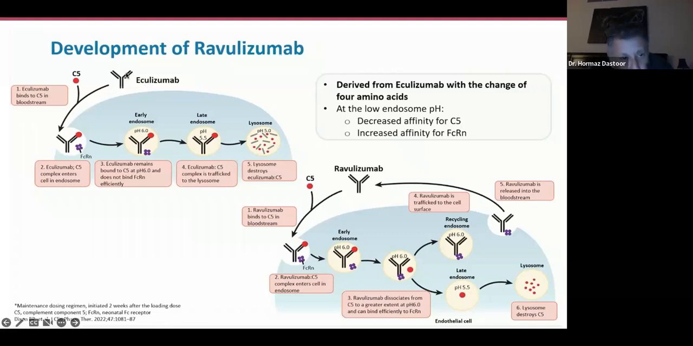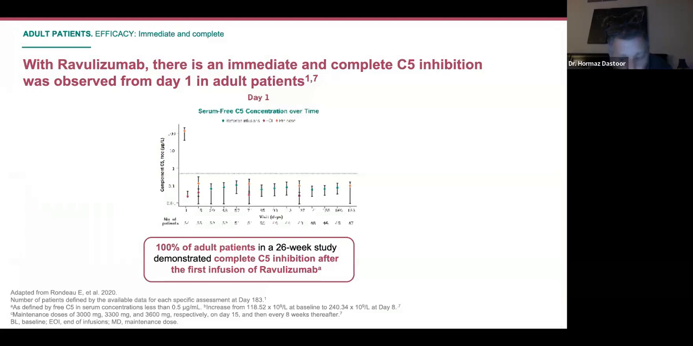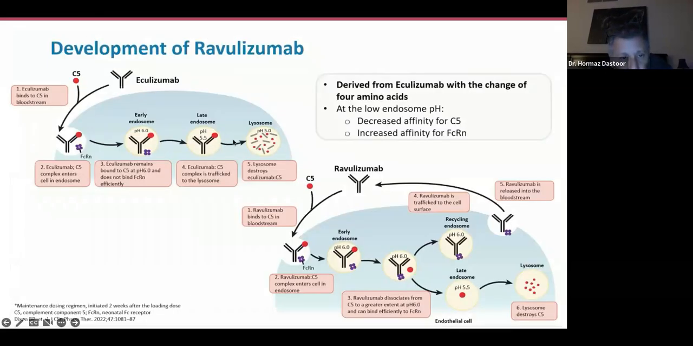So here you can see that when you inject eculizumab into a patient, it binds to circulating complement factor 5, which is one of the end pathways of the complement activation. It is taken up into the cells and forms endosomes, and there it is broken down by the lysosome. So you have a deactivation of complement factor 5 with eculizumab.